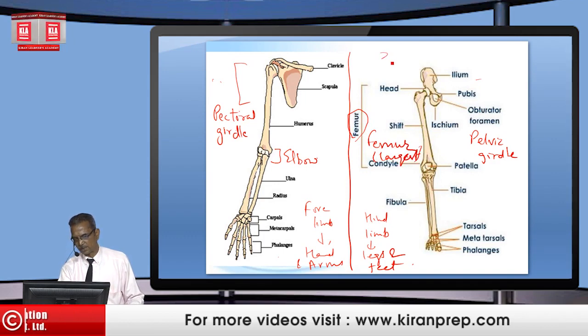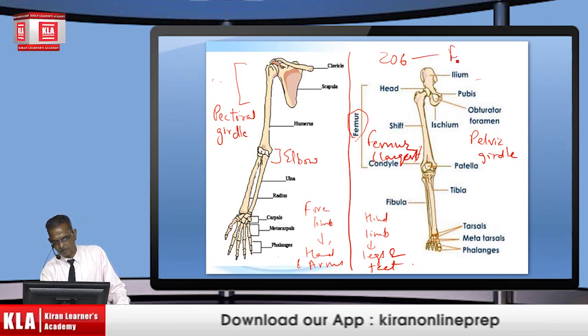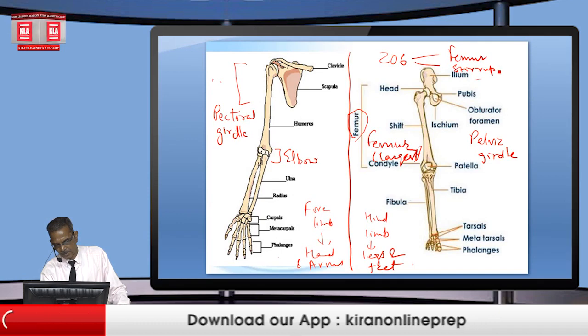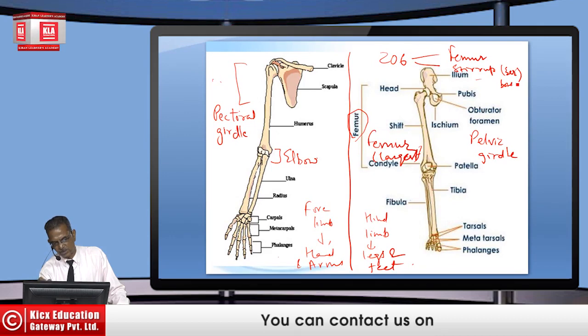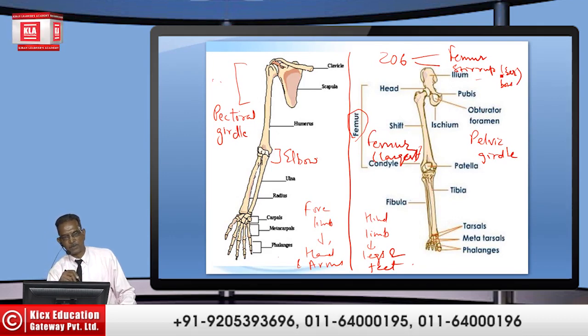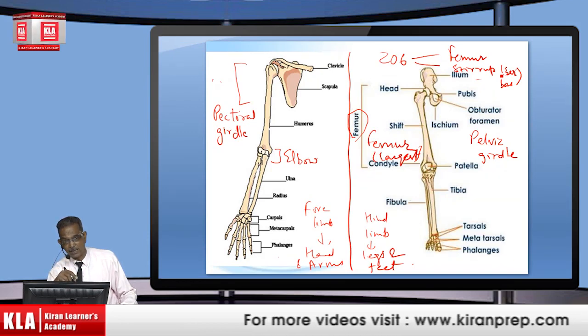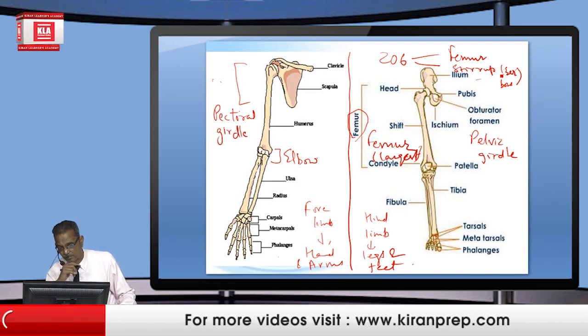Out of 206 bones, the largest is the femur, whereas the smallest is the stirrup, an ear bone. In the middle ear, the third bone is the stirrup, which is the smallest bone, whereas the femur is the largest or longest bone. While the strongest, as we discussed earlier, is the lower mandible, that is the lower jawbone.